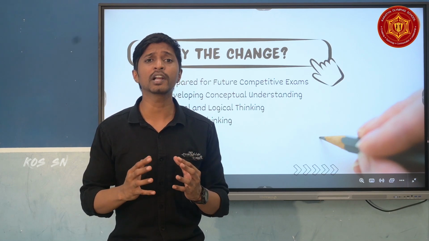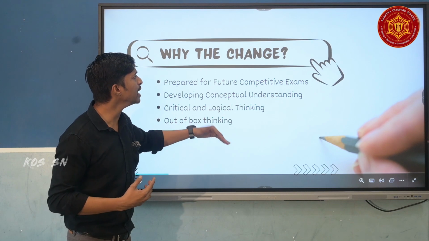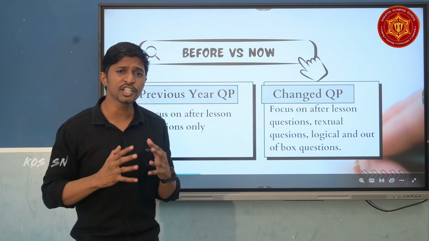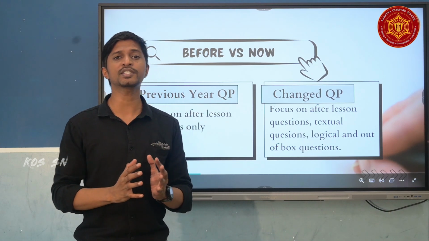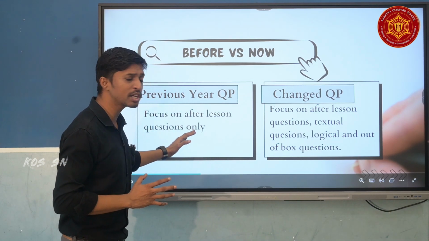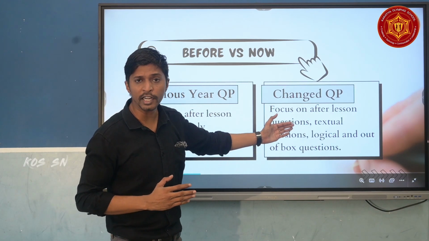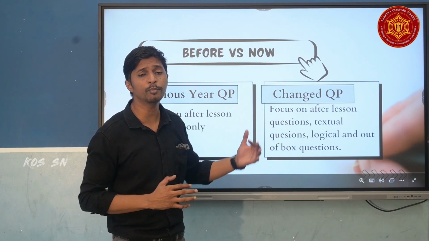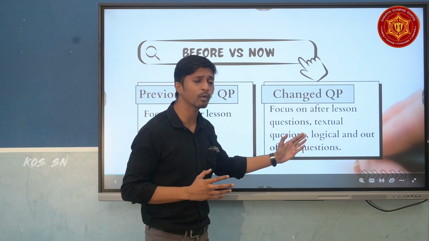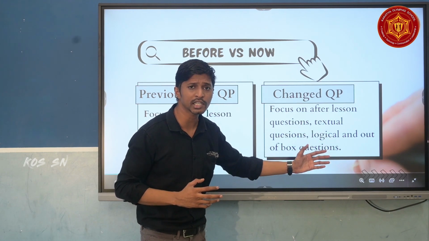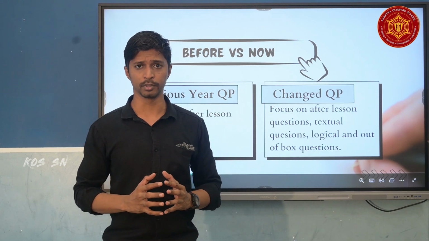So before I talk about the question paper, let us understand what changes happened in this year's question paper. When we look at the previous year's question paper, questions were taken from after the lesson, and when we look at 24-25 and the coming year's question paper, we see a dramatic change. We can see textual questions, logical and critical thinking questions and out-of-box questions in this year's question paper.